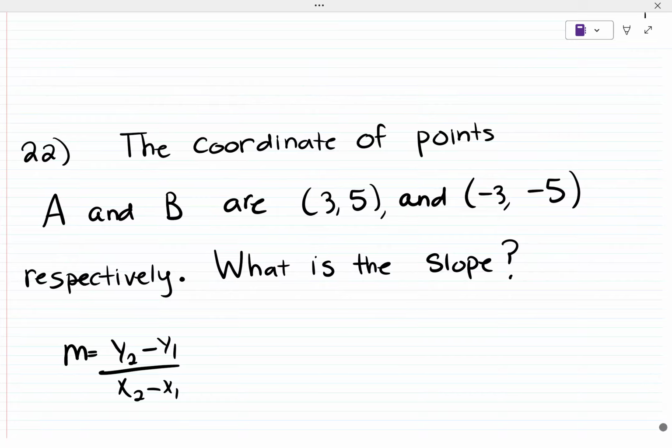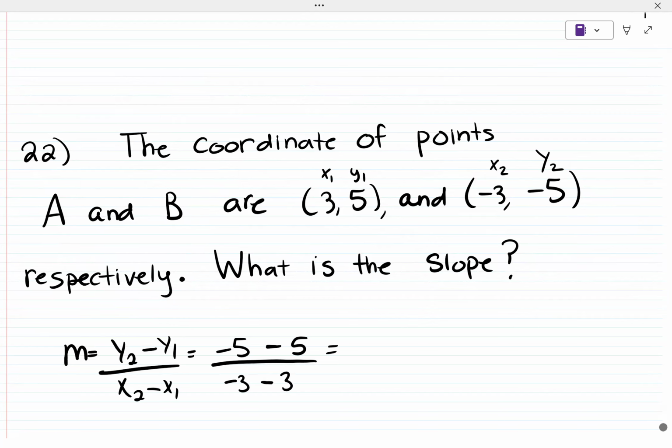And then what I'm going to do is label this point. So I'm going to label 3 as x1, 5 as y1, and then the second point x2 and y2, right? So y2 is negative 5 minus y1, which is 5. x2 is negative 3 minus x1, which is 3.